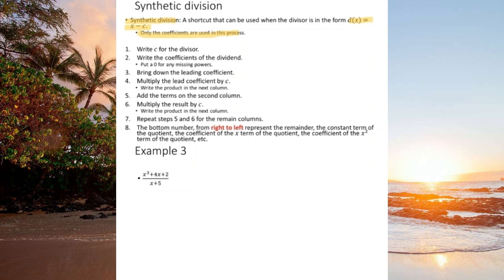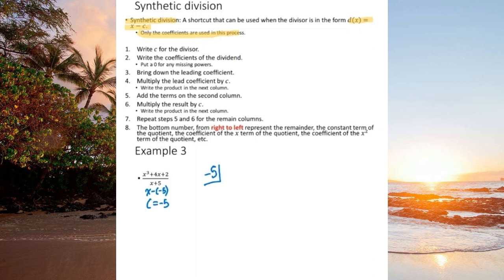Now we're going to divide x cubed plus 4x plus 2 by x plus 5. Now, at first glance, it may seem that we can't use synthetic division. I said before, synthetic division can only be used when we divide by polynomials in the form of x minus c. But if you look at x plus 5, we can rewrite it as x minus negative 5. So here, x plus 5 is an appropriate divisor for synthetic division. It's just that our c is negative 5. So when we set up our synthetic division, negative 5 will go in the little box.